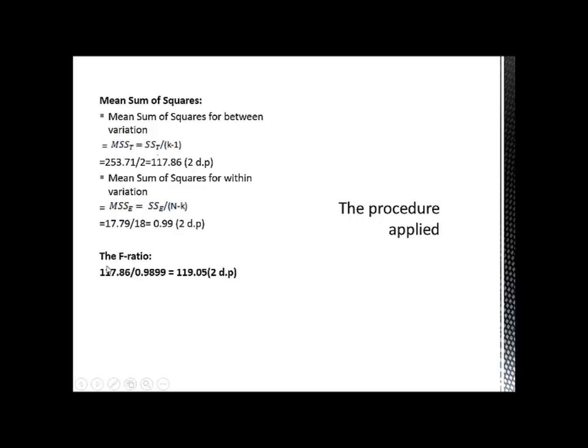Having found both mean sums of squares for the between and within variation, the F ratio can now be calculated, which is the mean sum of squares for the between variation divided by the mean sum of squares for the within variation, giving a ratio equal to 119.05 to two decimal places.